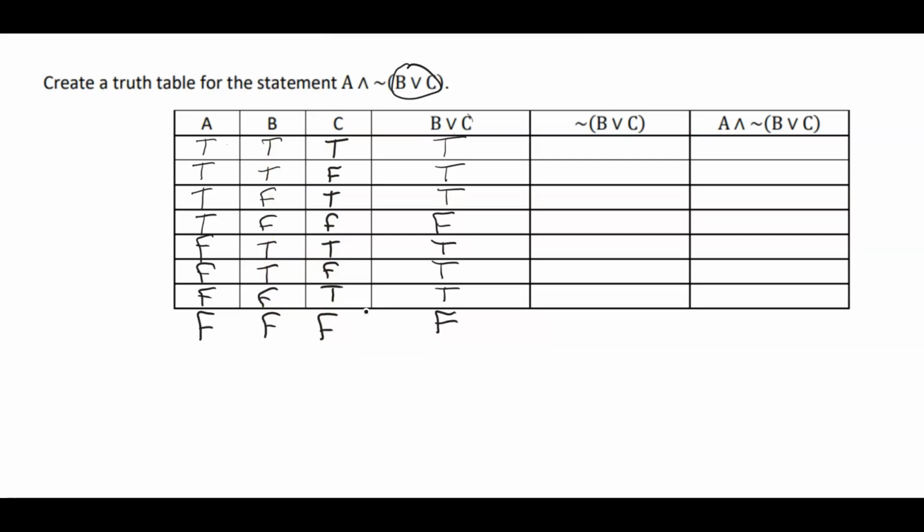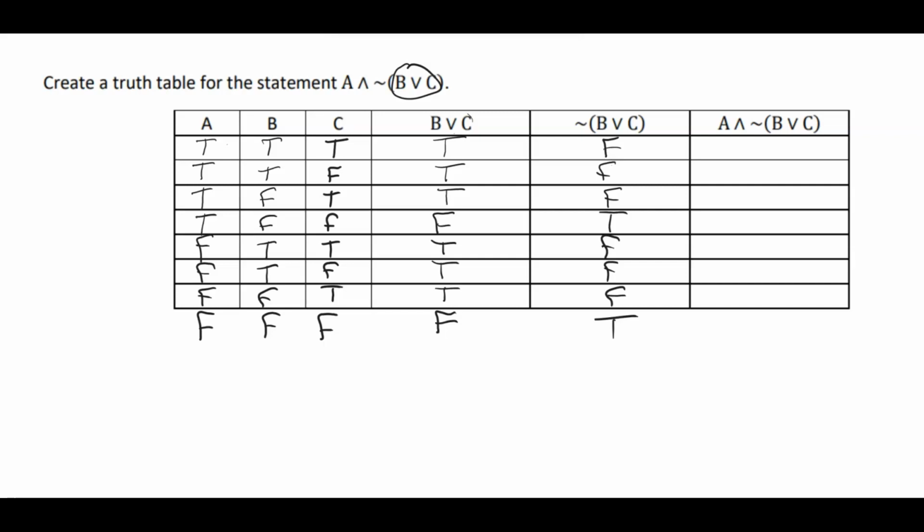Okay, next up, the complement or the opposite of. Well, the opposite of, that's just what was T turns into F. So now I'm looking at this column and just doing the opposite. T, T, T turns into F, F, F. F turns into T. T, T, T turns into F, F, F. And F turns into T.